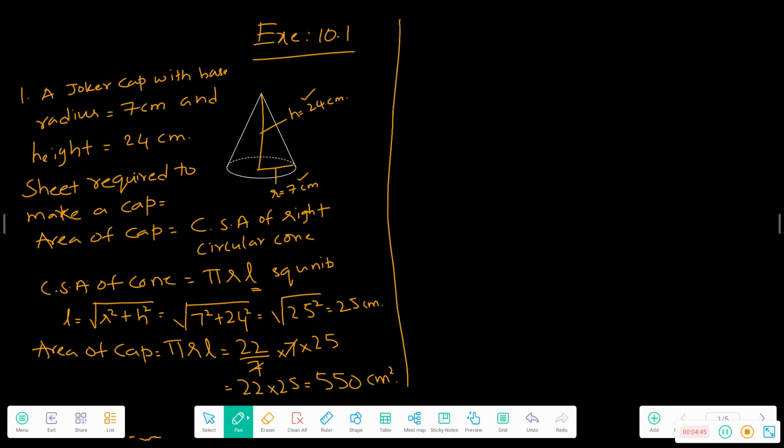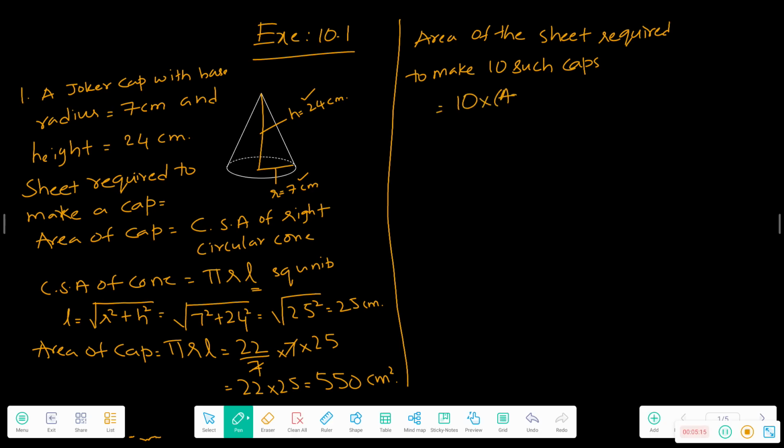So area of the sheet required to make 10 such caps is equal to 10 into area of cap, that is 10 into 550, that is equal to 5500 centimeter square. This is all about the first problem.